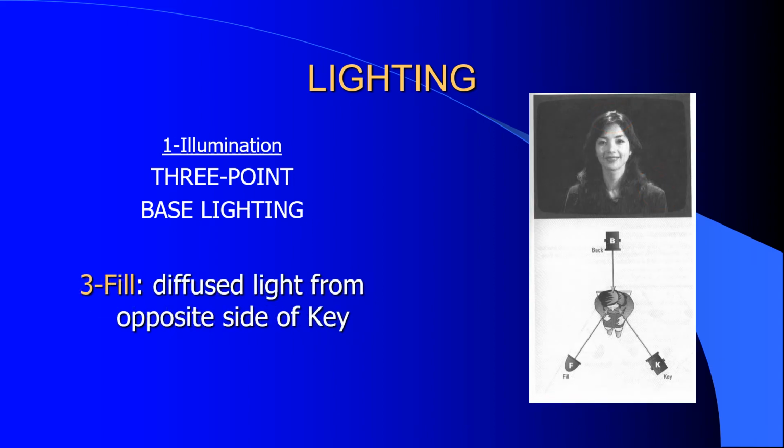The third light is the fill light. Remember, when you position the key light on either the left or the right, the fill light goes on the opposite side. So if the key light is on the right side, the fill light goes on the left side. Why? Because that key light is going to create shadows. So the primary purpose of the fill light is to minimize the shadows that are generated by the key light, and that's why the fill light goes on the opposite side, so that those shadows generated by the key light will be diffused.